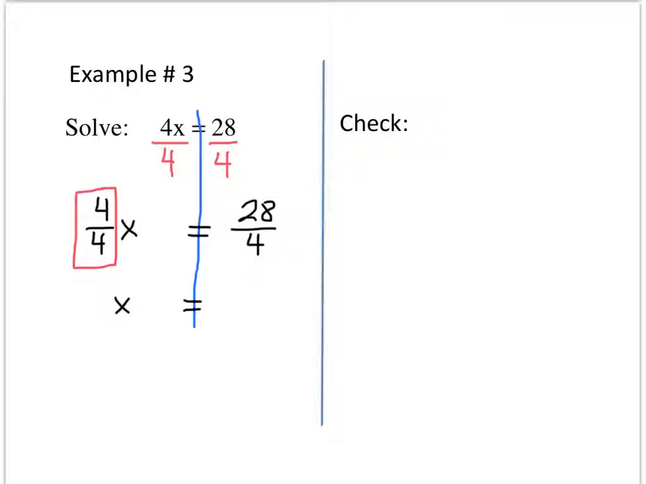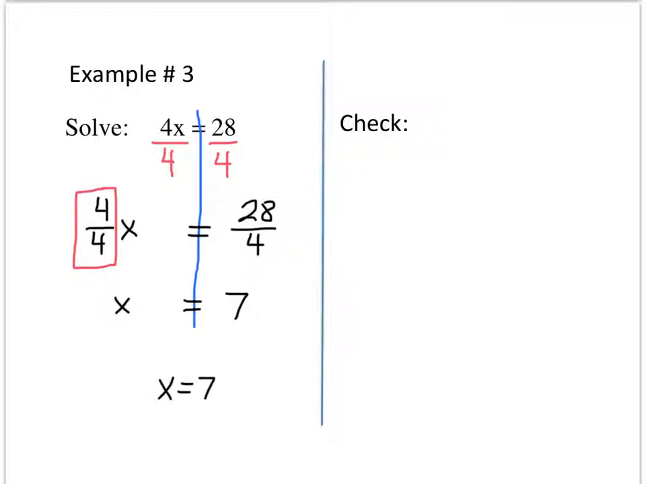So again, I'll say that again. 4 divided by 4 is 1. I don't need to multiply by 1, so we really are just down to x there. And on the right-hand side, I see that that 28 over 4 divides to 7, which is why we now have the solution x equals 7. And I'll write that again down here.